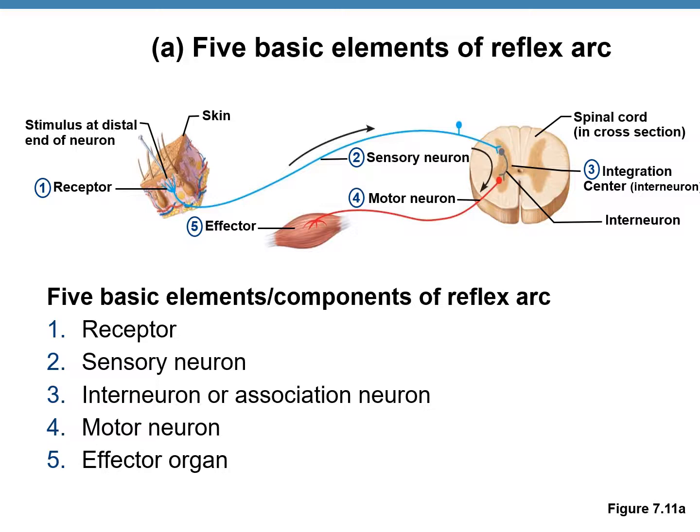So the motor neuron is the fourth element. It is shown in red here. The motor neuron takes the message from the interneuron back to the PNS, to one of the effectors. And finally, the fifth component is the effector organ, which is usually a muscle or a gland.